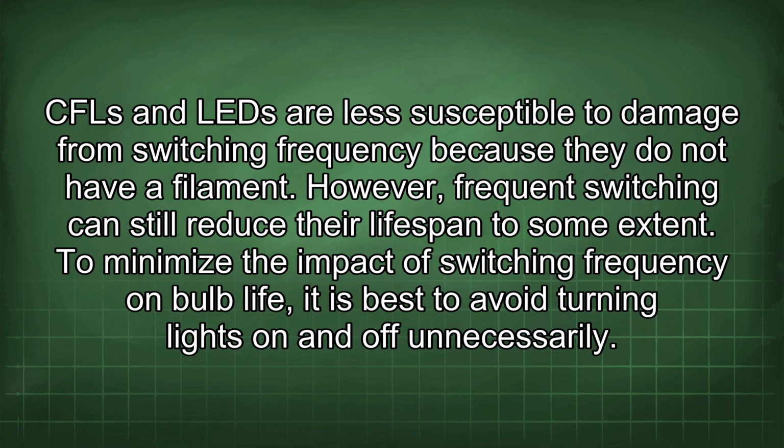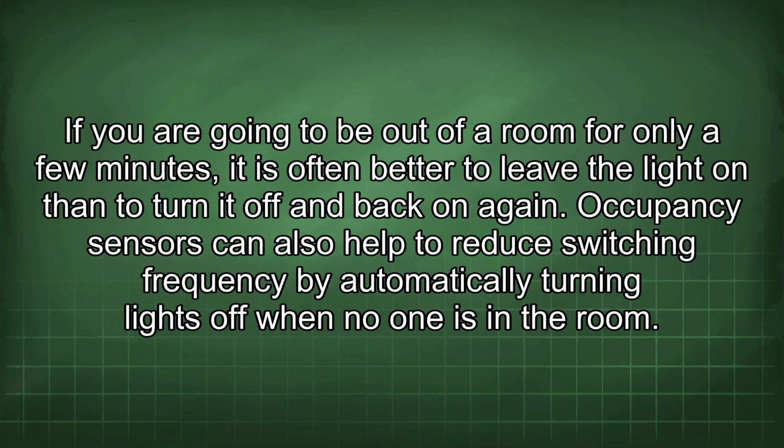To minimize the impact of switching frequency on bulb life, it is best to avoid turning lights on and off unnecessarily. If you are going to be out of a room for only a few minutes, it is often better to leave the light on than to turn it off and back on again. Occupancy sensors can also help to reduce switching frequency by automatically turning lights off when no one is in the room.